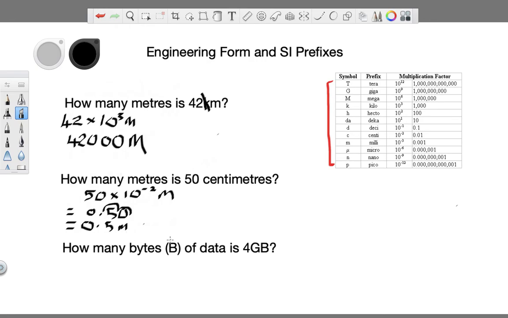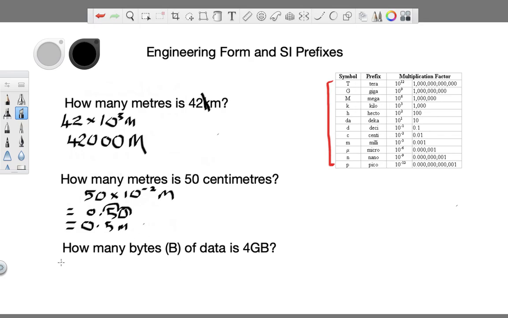Okay, and then another question: how many bytes, so B, of data is 4 gigabytes? On your phone, if you go into the settings, your phone might say you have 4 gigabytes of storage left. A byte is one part of data, if you like, and giga is 10 to the 9. So we're getting an idea of how big storage is in a phone, for instance. The multiplication factor is 1 and then 9 zeros.